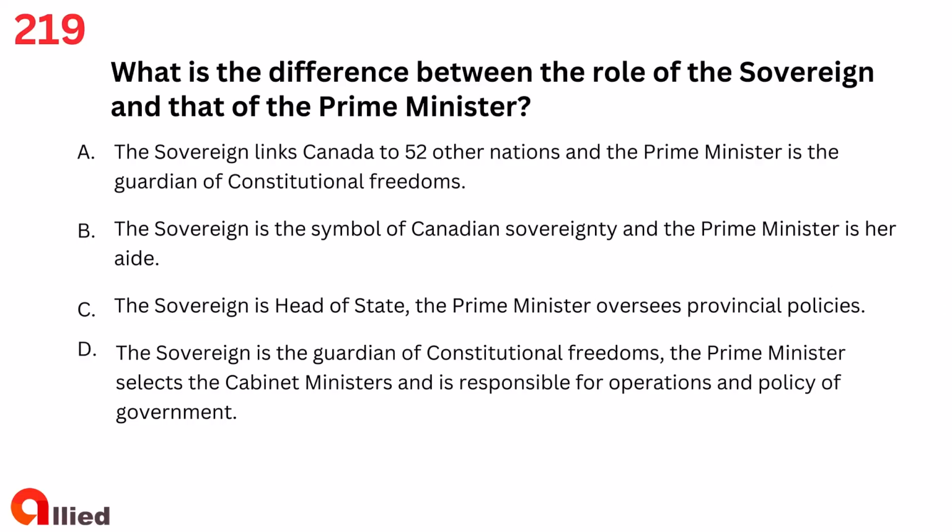Question 219. What is the difference between the role of the sovereign and that of the Prime Minister? A. The sovereign links Canada to 52 other nations, and the Prime Minister is the guardian of constitutional freedoms. B. The sovereign is the symbol of Canadian sovereignty, and the Prime Minister is her aide. C. The sovereign is head of state, the Prime Minister oversees provincial policies. D. The sovereign is the guardian of constitutional freedoms, the Prime Minister selects the cabinet ministers, and is responsible for operations and policy of government.